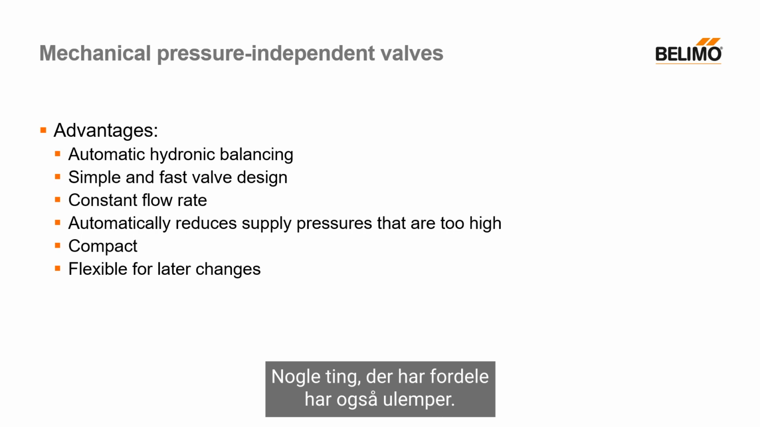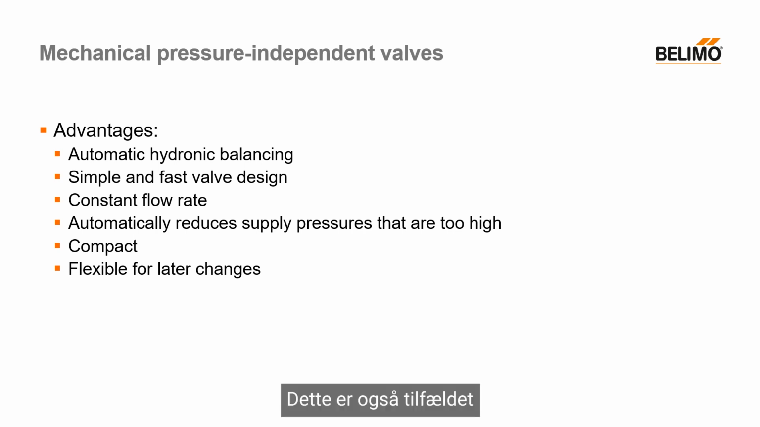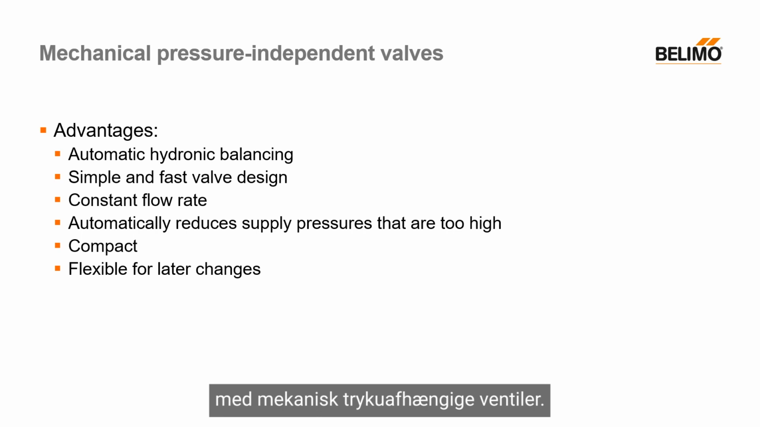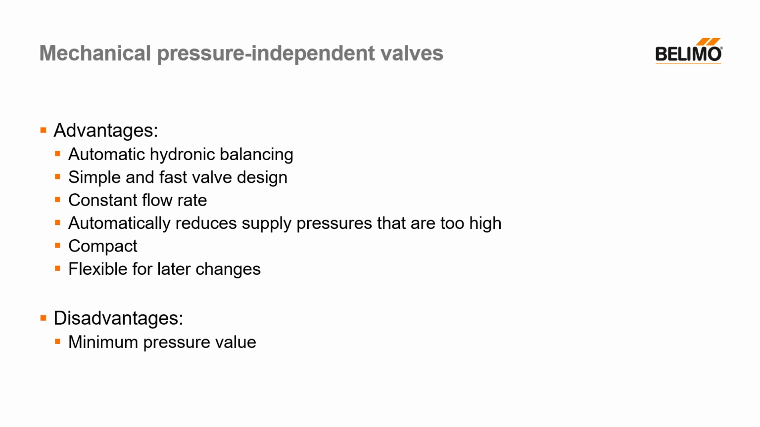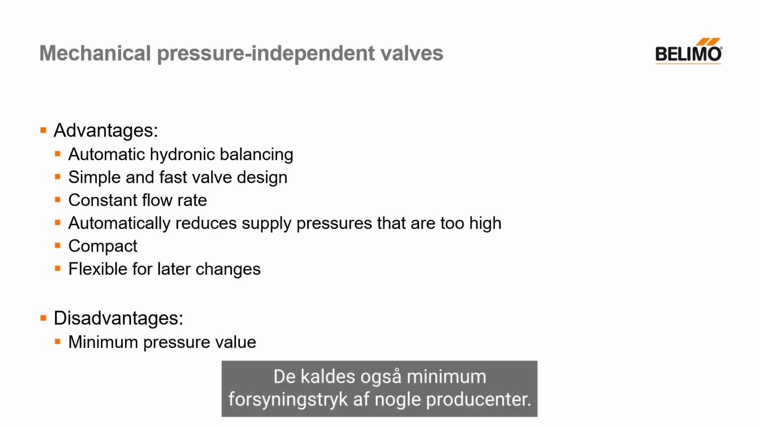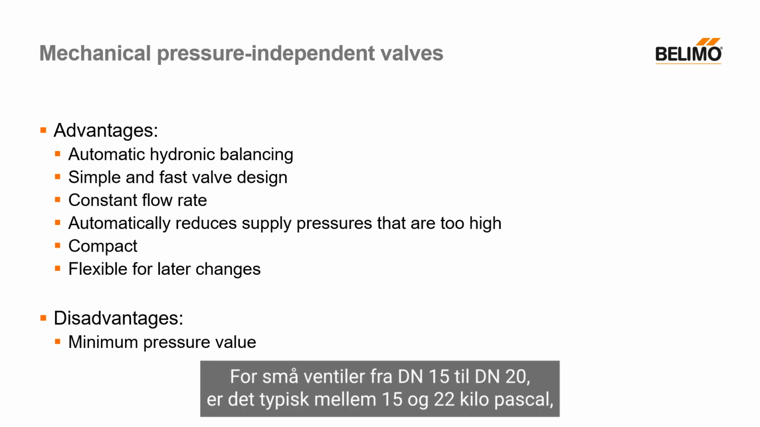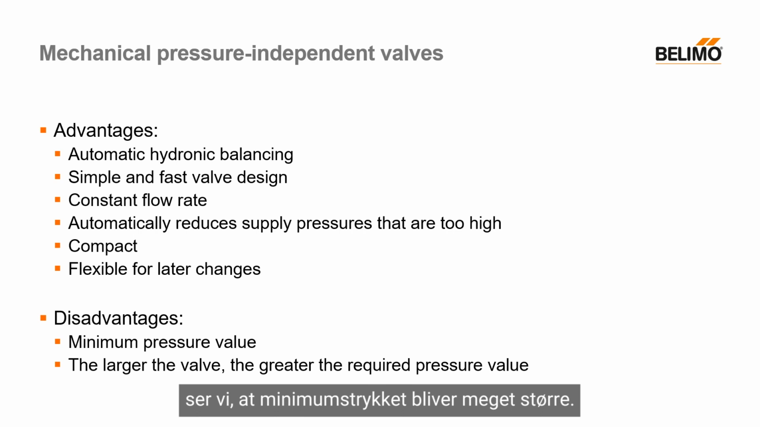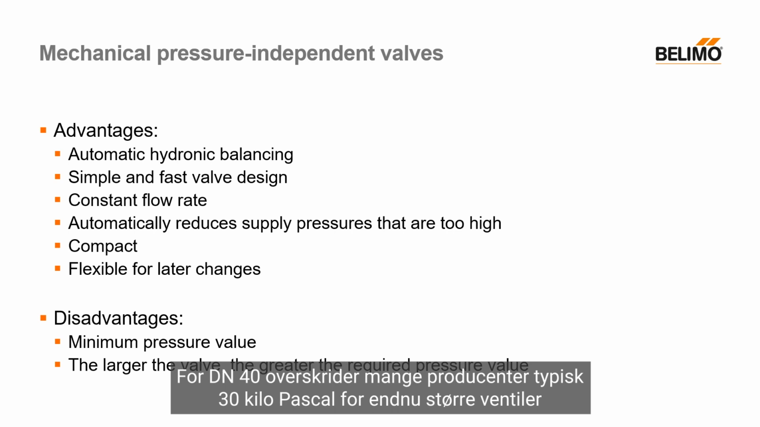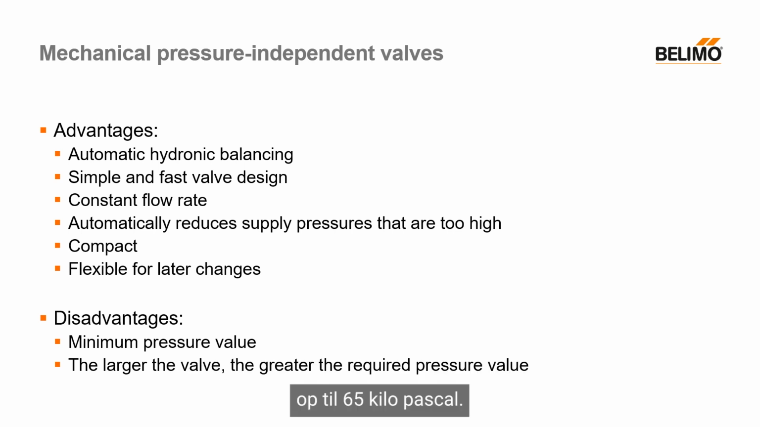Some things that have advantages also have disadvantages. This is also the case with mechanical pressure-independent valves. One of the biggest disadvantages is the so-called minimum pressure. They are also called minimum supply pressure by some manufacturers. For small valves from DN15 to DN20, this is typically between 15 and 22 kPa, respectively between 1.5 and 2.2 meter water column. However, as we look at the larger valves, we see that the minimum pressure becomes much larger. For DN40, many manufacturers typically exceed 30 kPa, for even larger valves, up to 65 kPa.